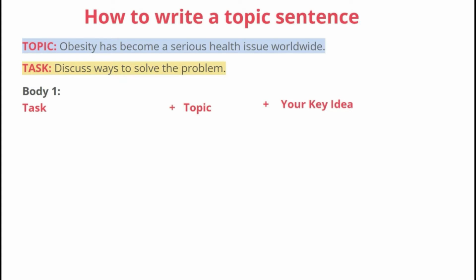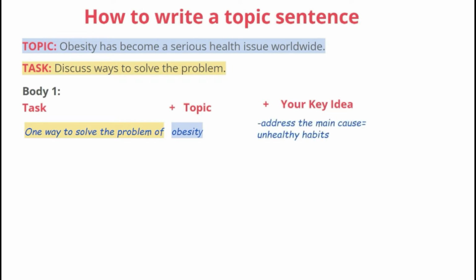I focused on the task, and the task is discuss ways to solve the problem, and I wrote one way to solve the problem of, and what is the problem here is it's obesity. The problem comes from the topic of the prompt. And then I came up with my main idea or key idea, which was address the main cause of obesity, unhealthy habits. Basically, this is my topic sentence already. What I need to do is to frame it now with the help of vocabulary and grammar.